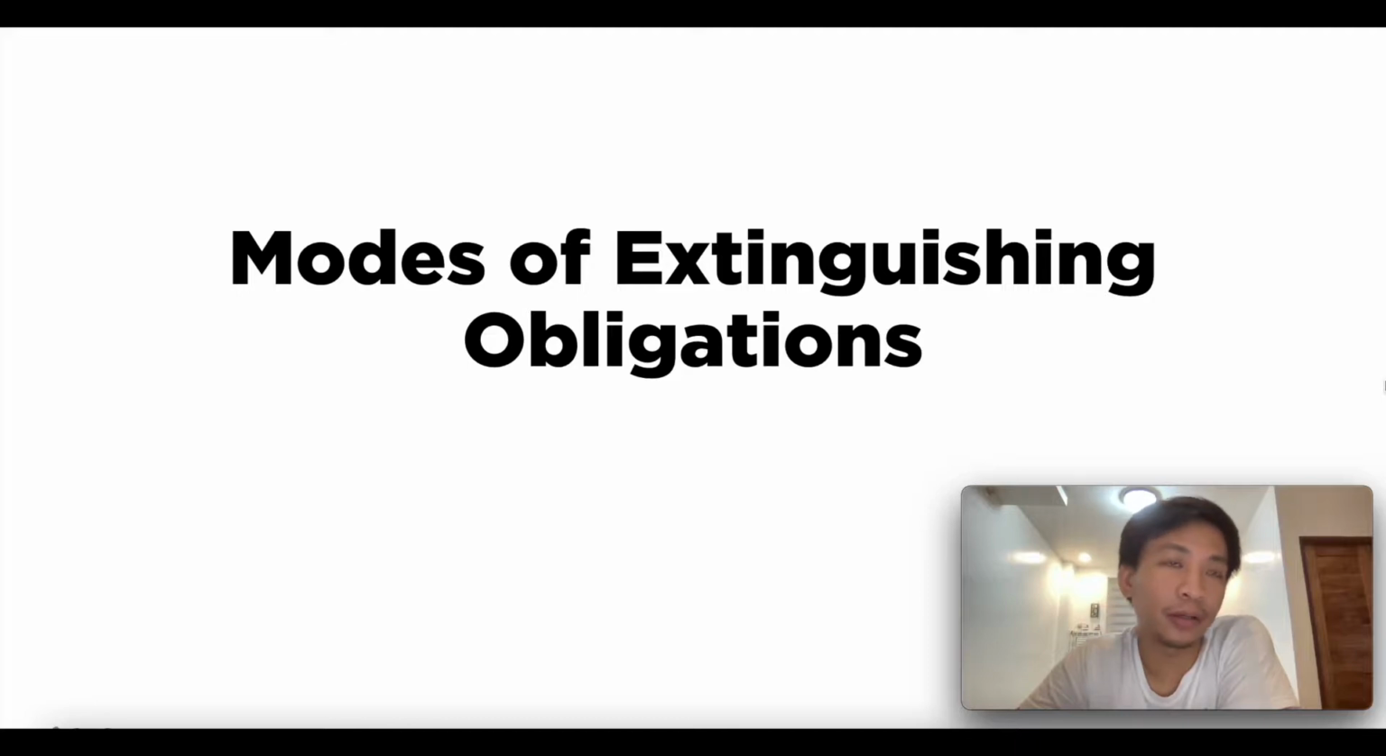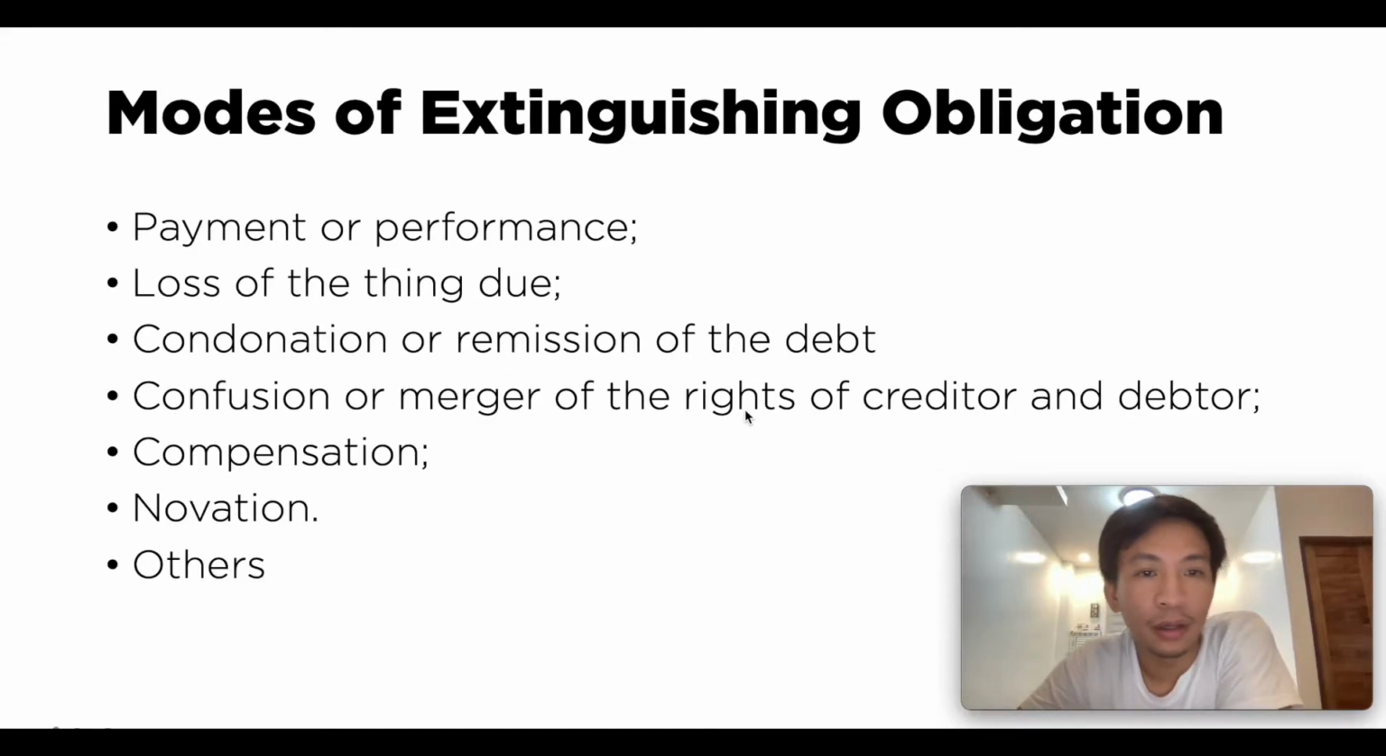Based on this part of the discussion sa obligations and contracts, there are six modes of extinguishing obligations. But as we will learn later, hindi lang ito yung mga modes of extinguishing obligations na makikita sa civil code. Okay. So, under the law on obligations and contracts, there are six modes of extinguishing obligations.